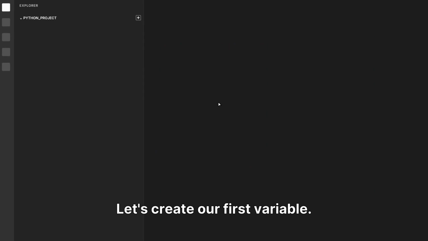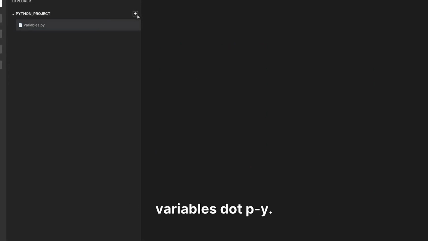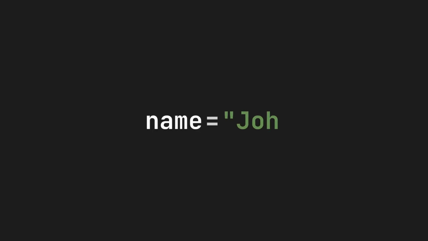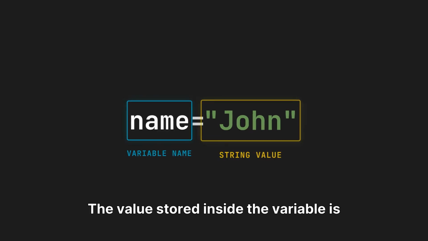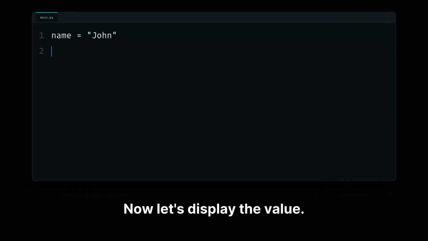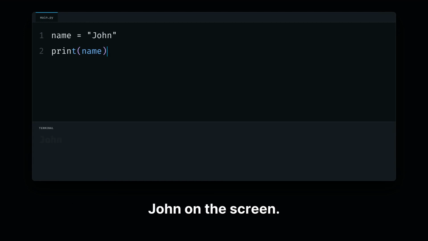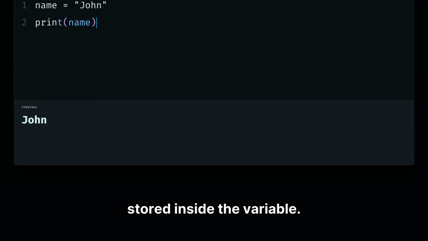Let's create our first variable. First, we'll create a new file called variables.py. In Python, we can write name = "John". Here, the variable name is called name. The value stored inside the variable is John. Now let's display the value. We write print(name). When we run the program, Python displays John on the screen. This is because Python reads the value stored inside the variable.